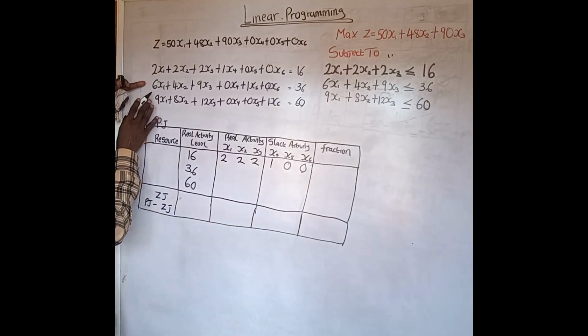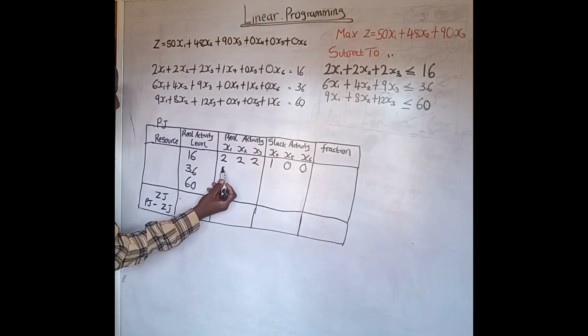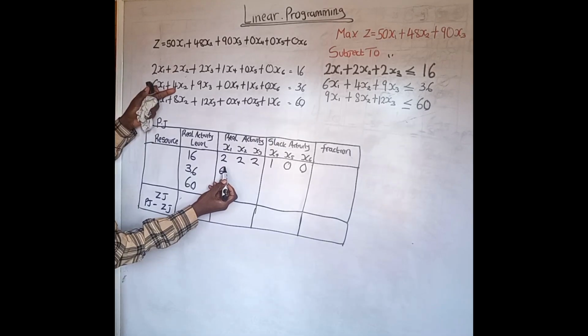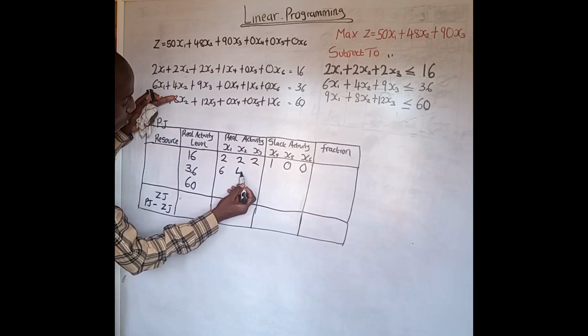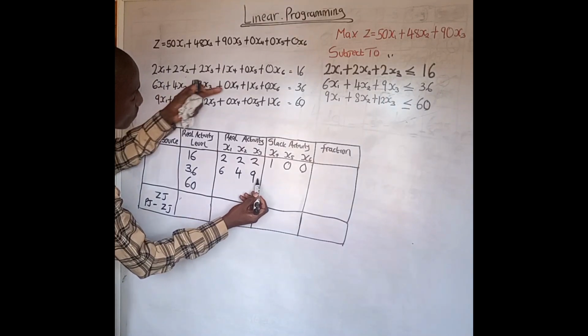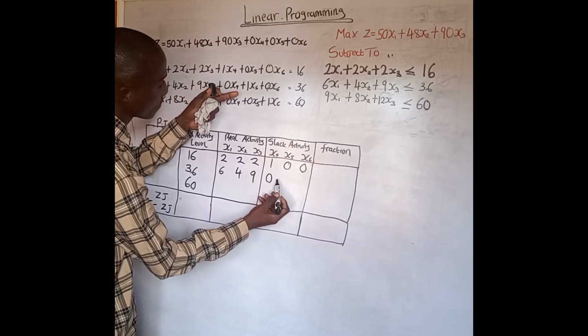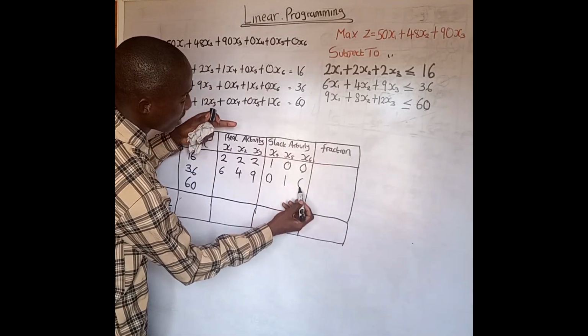Also, in this place, the coefficient of x1 in constraint 2 is what? 6. So I'm going to be having 6 here. The coefficient of x2 in constraint 2 is 4. For x3, I have 9. For x4, 0. For x5, I have 1, and for x6, I have 0.